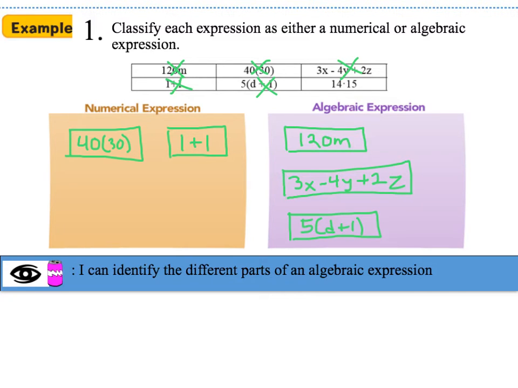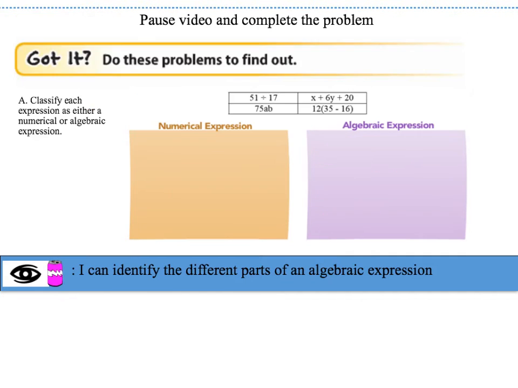No variables there, so that is called a numerical expression. So 14 times 15, that tile will go in this box. And let's cross it out once we use it. So once again, the tiles on the left-hand side have no variables. The tiles on the right-hand side contain variables. So go ahead and pause the video and complete this guided problem, and we'll discuss the answers in class tomorrow.